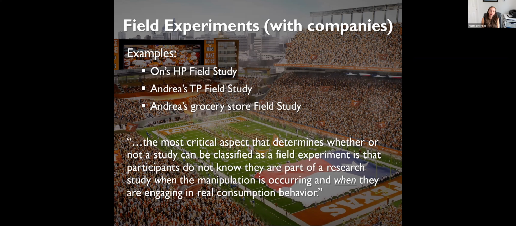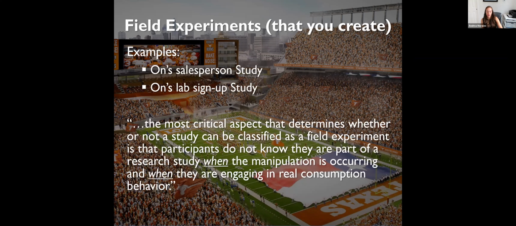All right, why don't we go forward to talk about the field studies that you can create yourself, as opposed to partnering with a company? Yeah, so that goes to the questions we had earlier about field experiments with companies. They are hard, they take a long time, and they're super, super risky. So when a student has an idea and thinks we need to test this in the field, to convince people we have to show that it's real.